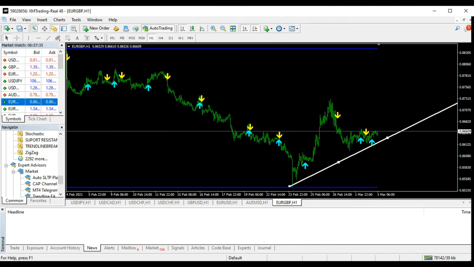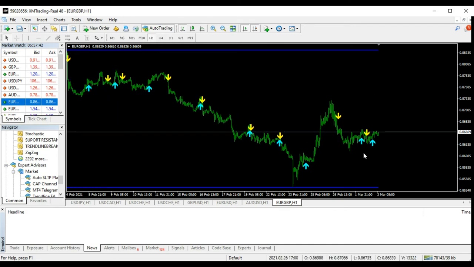Now, this trend line drawing is a strategy for another day. I'm not teaching you how to trade Forex, but I'm teaching you how to set up your chart and the reason why you need to have a very clean chart. Now, this is the support resistance line that I told you. It is the two blue lines. And these are the arrows.